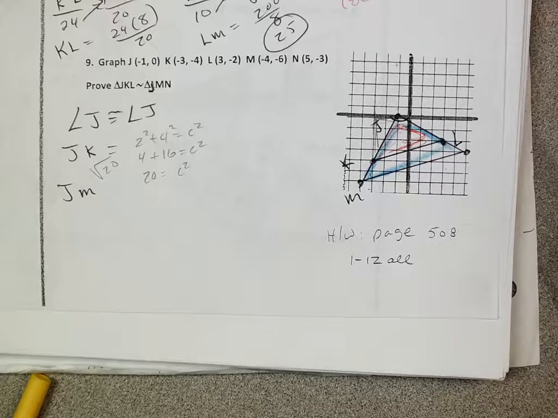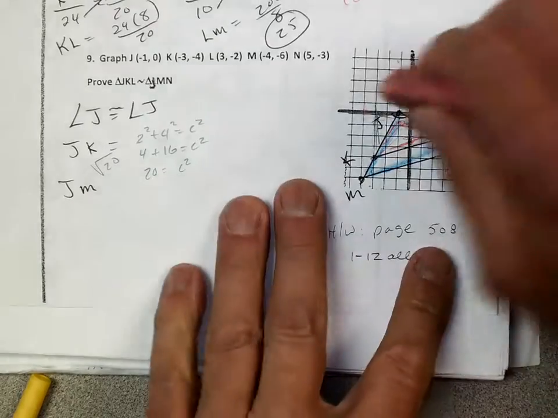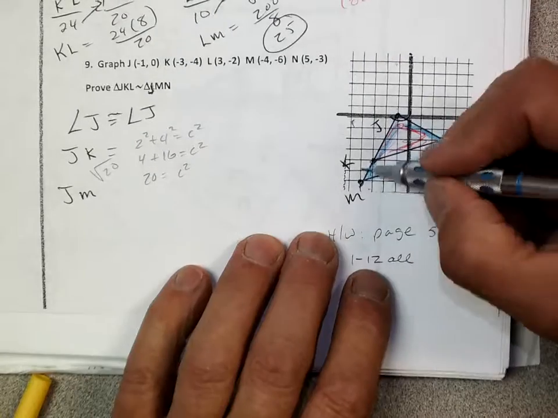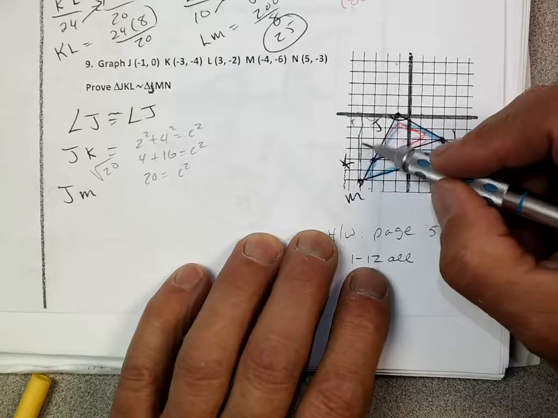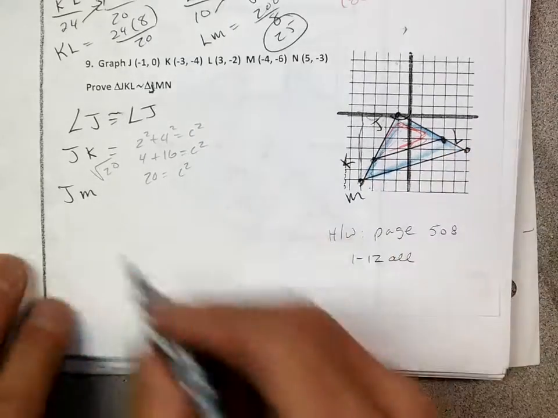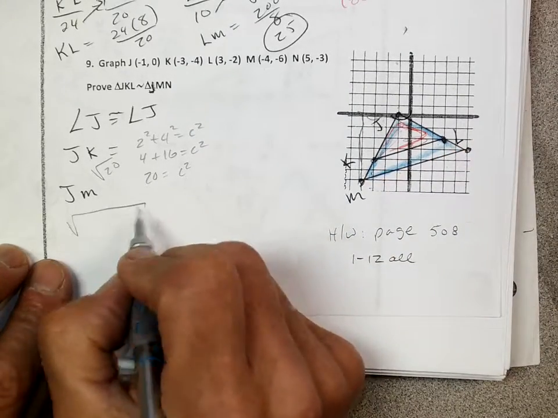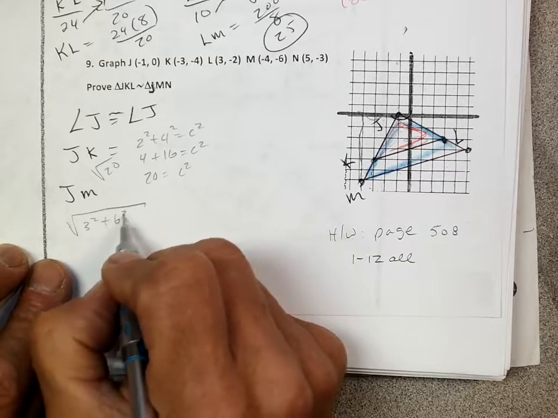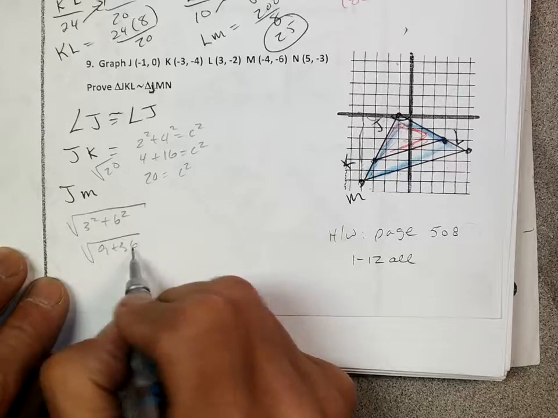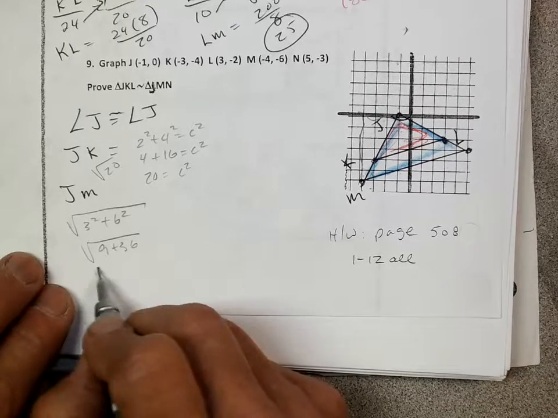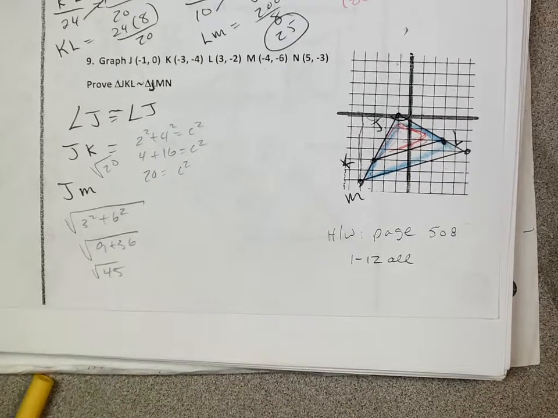All right, JM. I'm going to get my eraser. Erase. Use my Pythagorean theorem again. Now I got this triangle here. 1, 2, 3, 1, 2, 3, 4, 5, 6. So I'll go square root of 3 squared plus 6 squared, right? Square root of 9 plus 36, which is square root of 45. Okay, I'm going to leave that alone and come back to it.